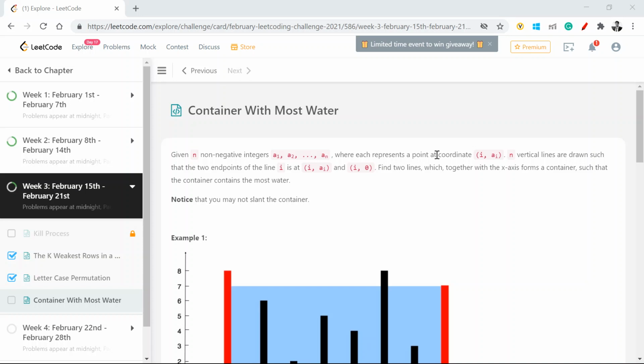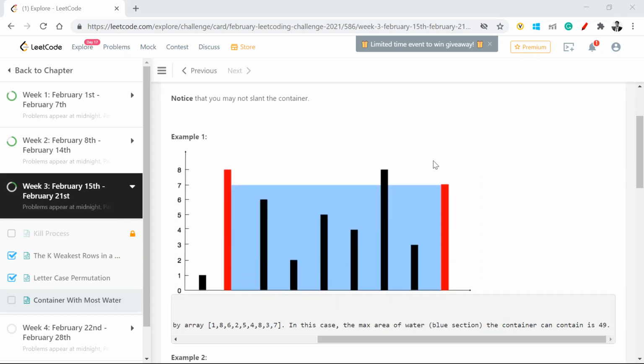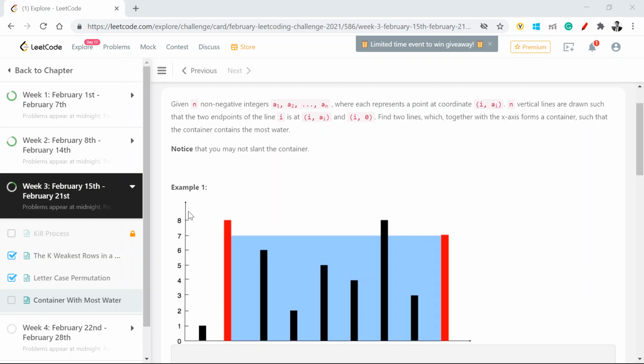This question was asked in the third week of February 2021 and is also a fairly commonly used question in interviews. What the question says is we are given n non-negative integers which, if plotted onto a graph, or you can say x and y axis, we need to calculate which particular area is the maximum in terms of water which is being filled.